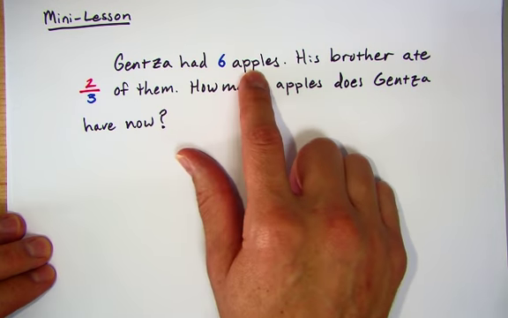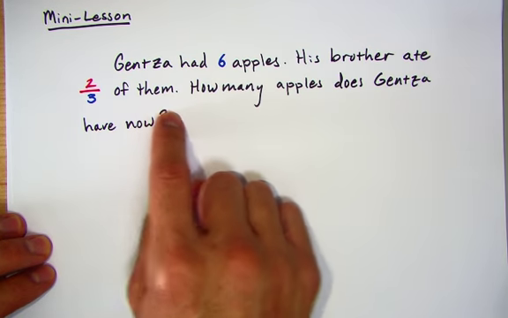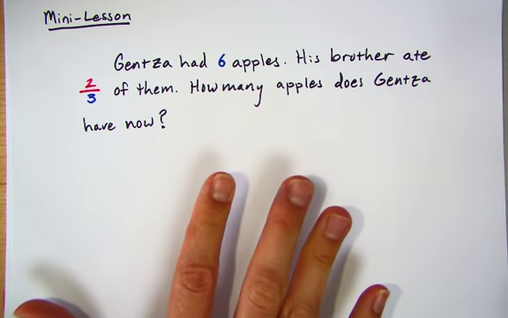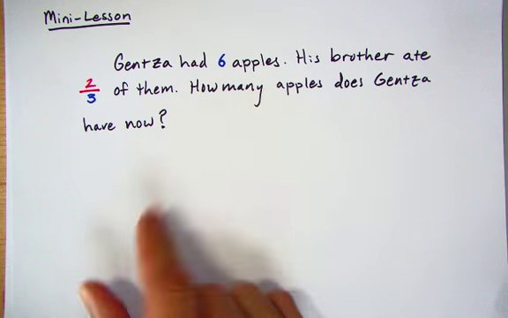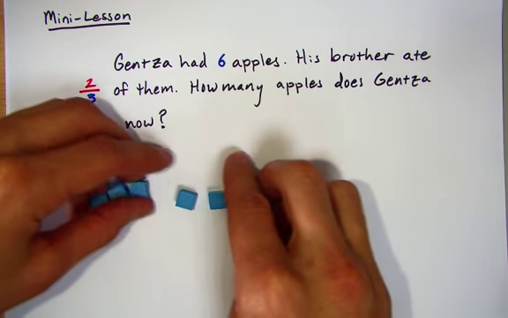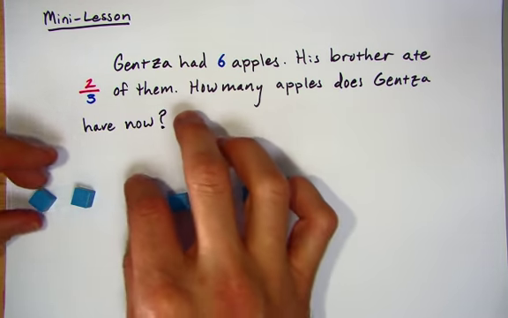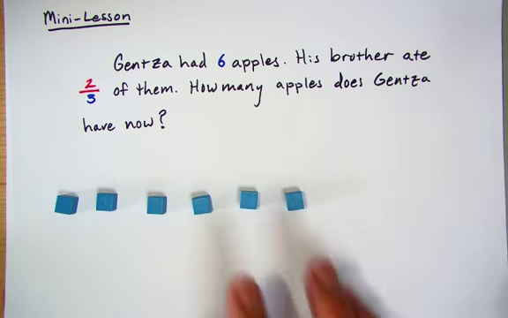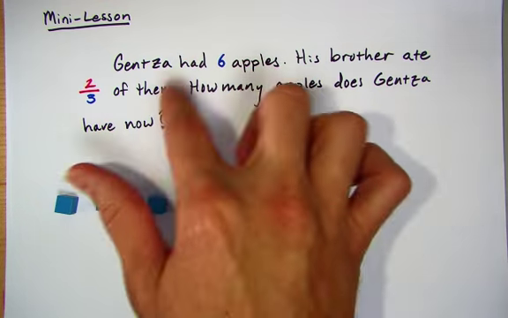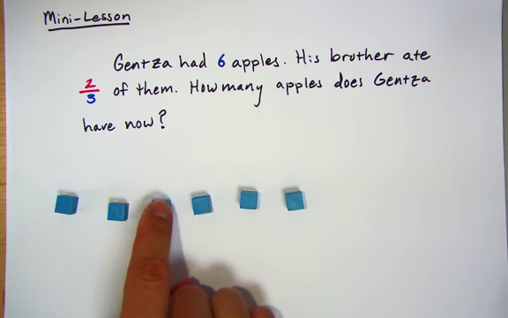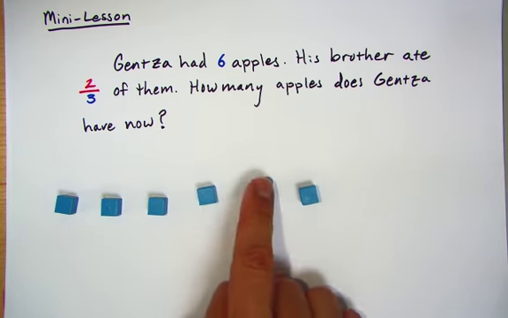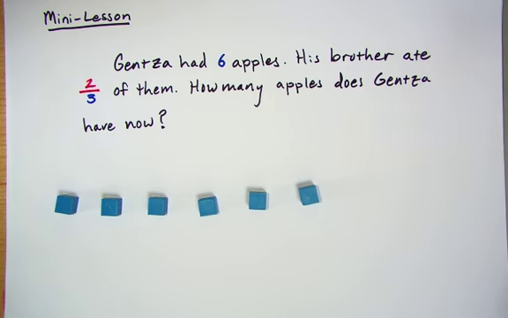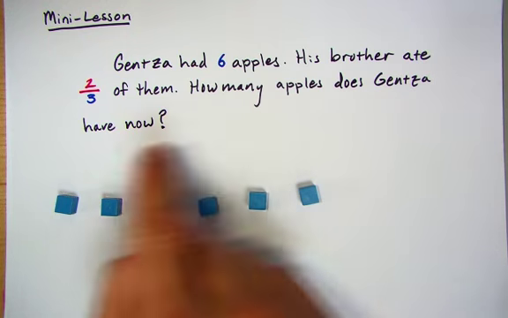Genza had 6 apples. His brother ate 2/3 of them. How many apples does Genza have now? Now pause the video if you would like and try to solve this. Get some manipulatives such as little counters, maybe some coins, maybe your little brother or sister's toys, and you're going to have 6 counters at least. I have 6 blocks here representing my 6 apples. So go ahead and pause the video and see if you can solve this. How many apples does Genza have now?